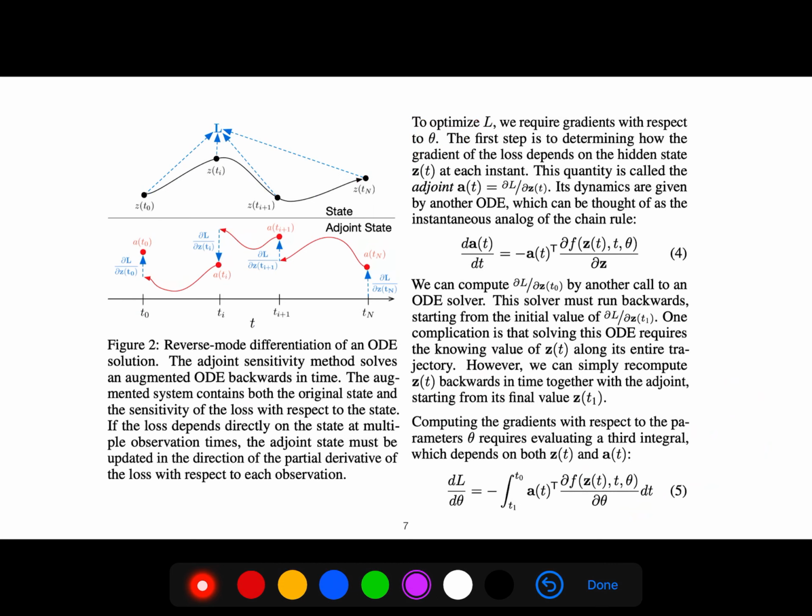The first step is to determine how the gradient of the loss depends on the hidden state Z at each instant. So Z is our hidden state. So we define this adjoint, which is the gradient of loss with respect to your hidden state. And if you work on that, you will see that if you differentiate with respect to t, it becomes this equation. And now computing the gradients of the loss can be written in this form.